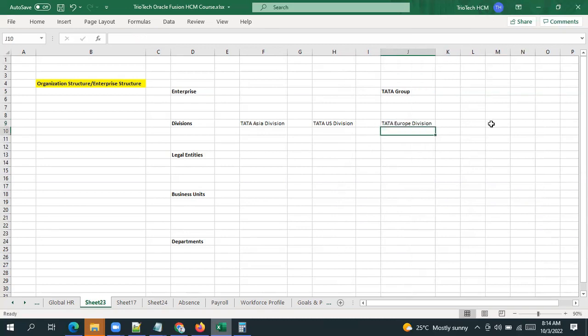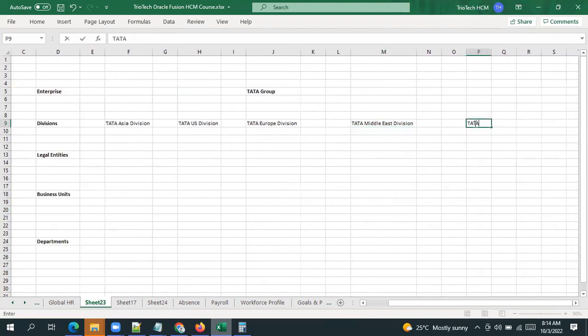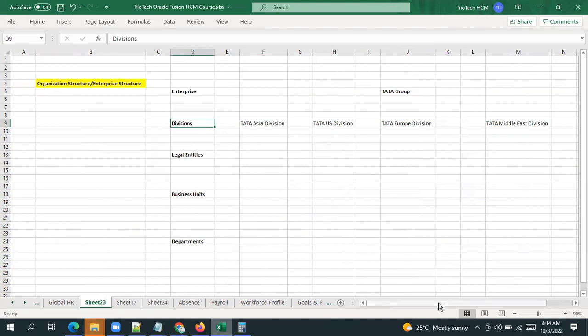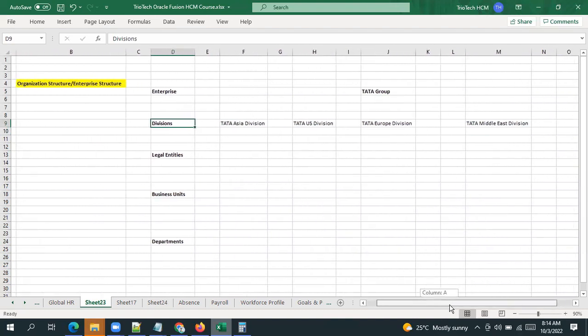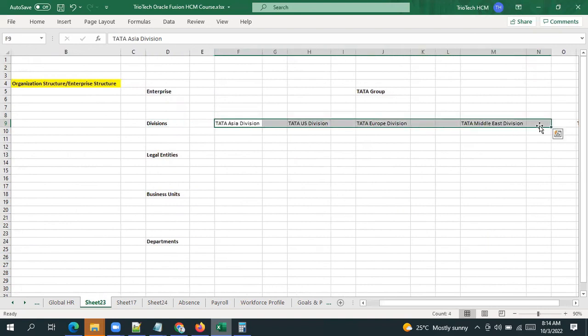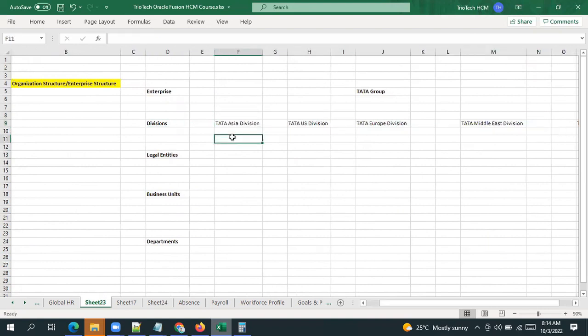And then they are into the Middle East also, the Tata Middle East division. And then I have something like the Tata Australia division separately. So you can categorize or identify the divisions of your customer or client based upon location or region-wise where they have operations, else based upon the business they are into. Something like Tata IT division, because they are into the IT market.